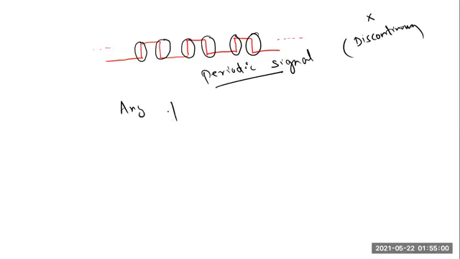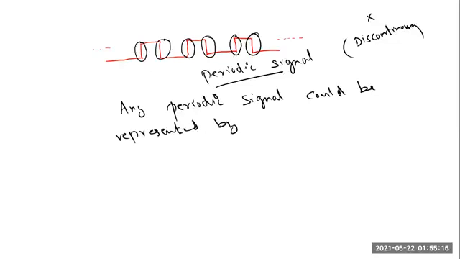So any periodic signal could be represented by a Fourier series. This was the claim of Fourier.